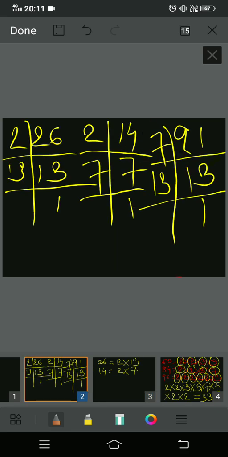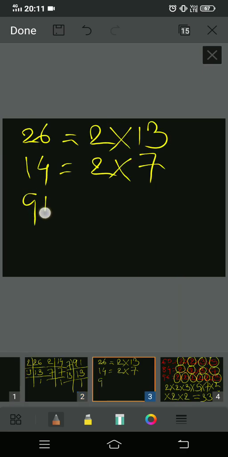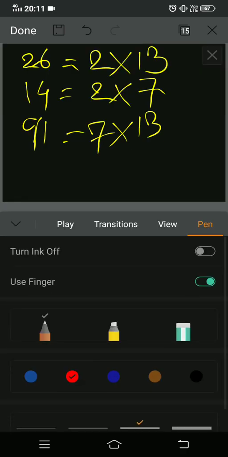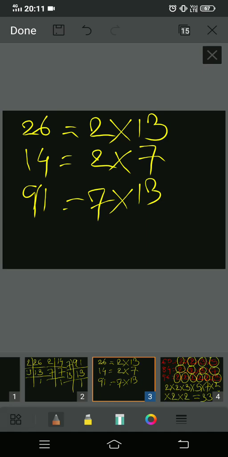Next, what is the number here? 91. 91 के number क्या है? 7 and 13. So what we will do here is write now 91 is equal to 7 into 13. And next what we need to do, children, is I'll just change the color of the pen so that it becomes easier. Okay, now we need to see the common numbers. If you see, 2 is over here, 2 is over here, 2 is not over here. 13 is here, 13 is here, but 13 is not here. 7 is here, 7 is here, but 7 is not here.